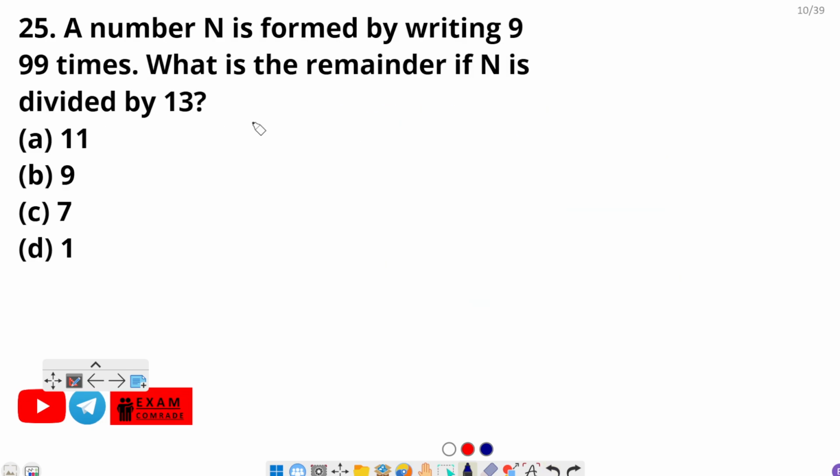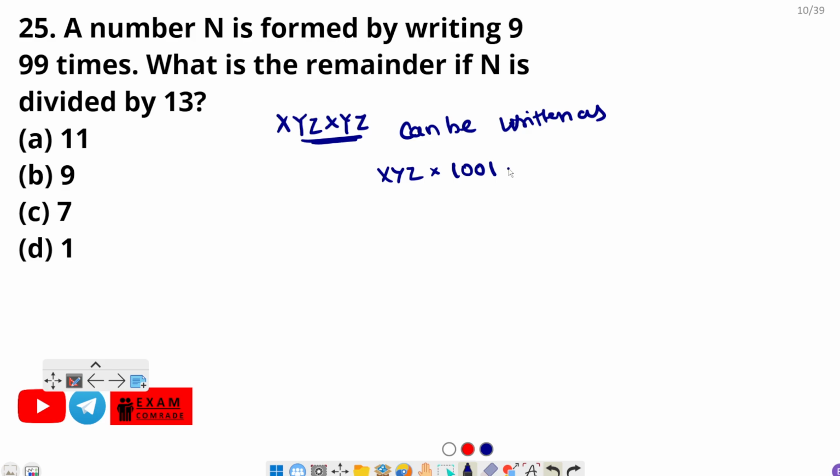The number N is formed by writing 999 times. What is the remainder if N is divided by 13? We know that xyzxyz can be written as xyz into 1001. So this 1001 is divisible by 13. So what we can do is this 9 we have to write 999 times.